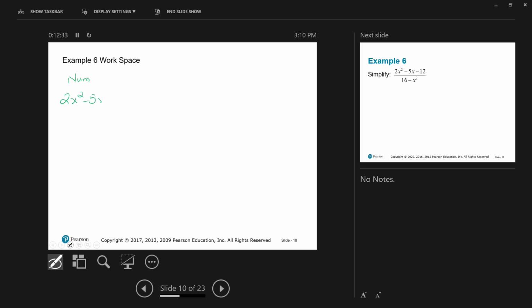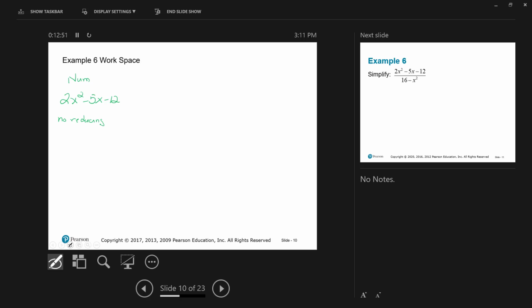We have 2x squared minus 5x minus 12, and we'd like to factor it. So, anything in common that we can divide out, anything we can reduce by? Okay, so I hear you guys saying no. So no reducing.